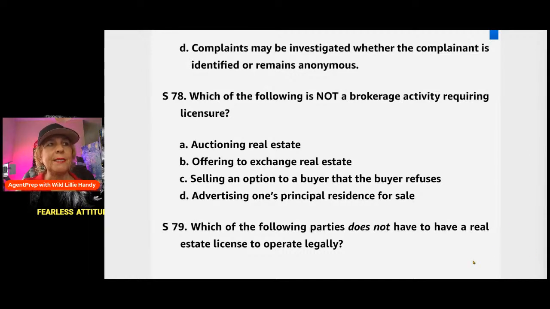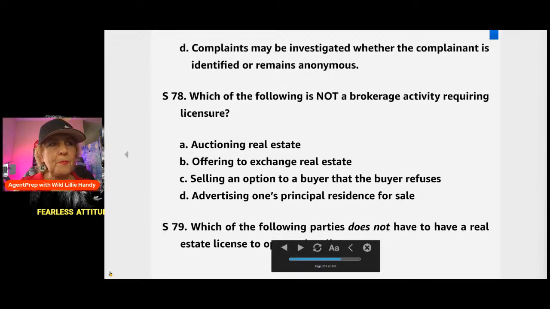78. Which of the following is not a brokerage activity requiring licensure? A, auctioning real estate. B, offering to exchange real estate. C, selling an option to a buyer that the buyer refuses. Or D, advertising one's principal residence for sale. So not a brokerage activity requiring licensure. It is not A.